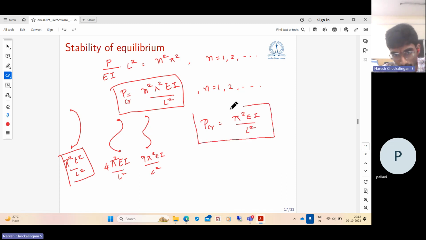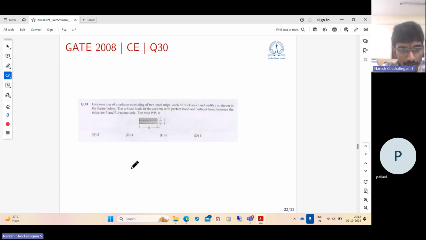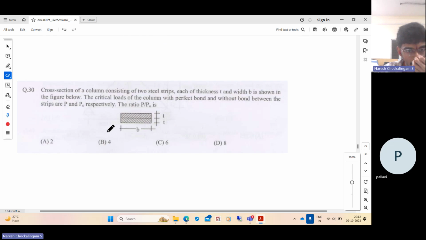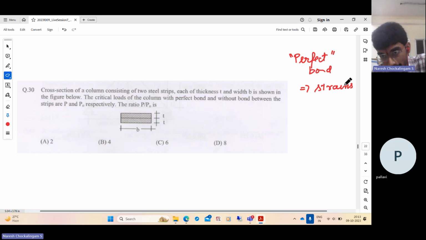Now, based on this, we have one question in GATE 2008. The cross section of the column consists of two strips, each of thickness t and width b, as shown in the figure below. They're asking for the critical loads in two cases. In one case, the two strips are attached, so they are glued together by a perfect bond. So what do we mean by perfect bond? I've already explained this when I did concrete. Perfect bond means strains are continuous.